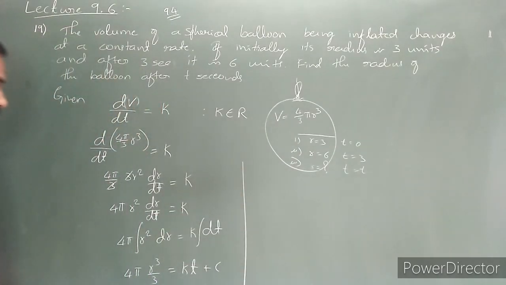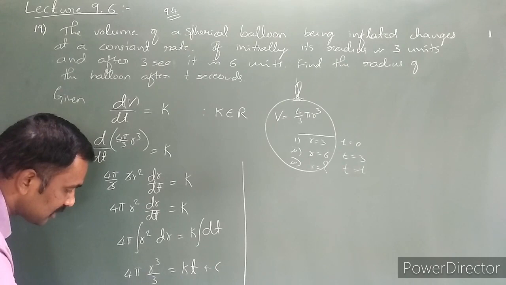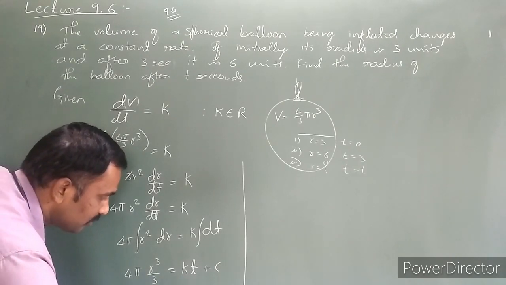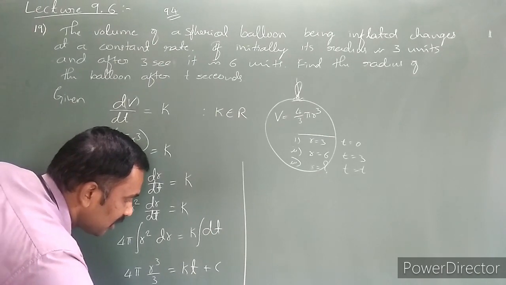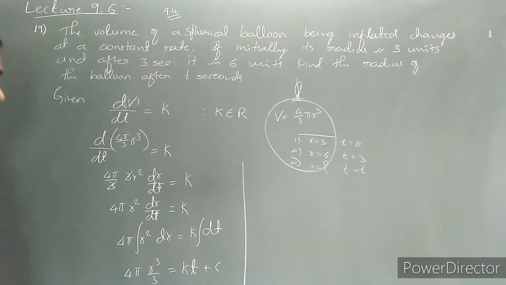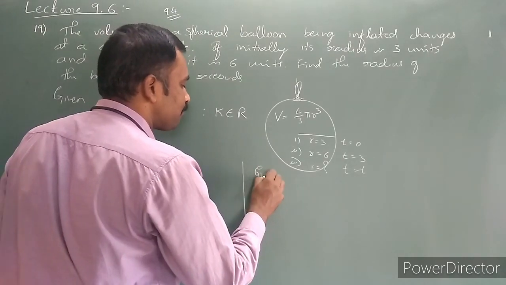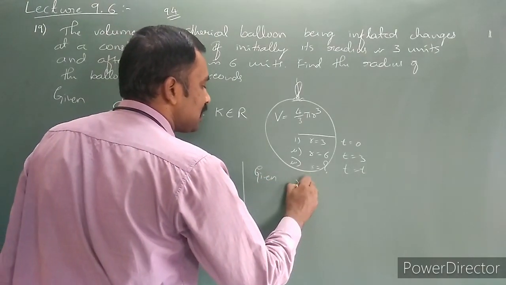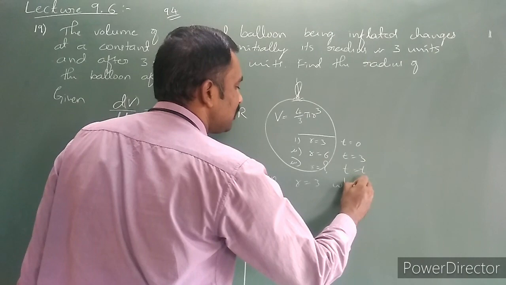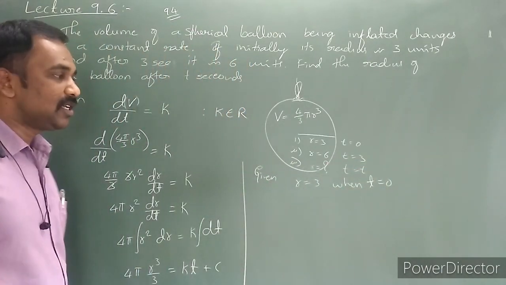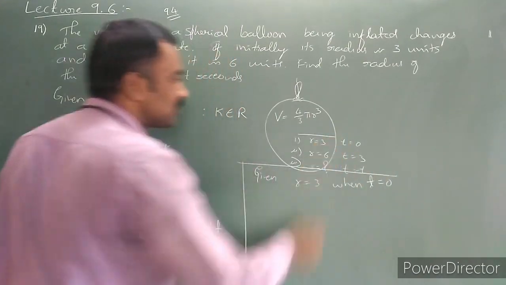Next, now here what do we get? I just write it as 4 pi by 3 r cube is equal to kt plus c. Call this equation number 1. So they have given the condition. What is the given condition? Given r is equal to 3 when the time is 0.